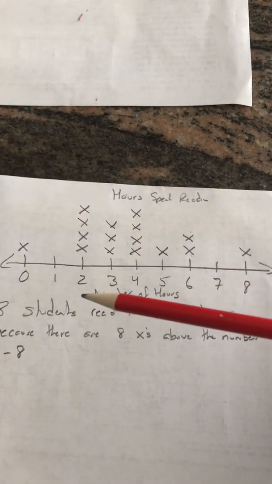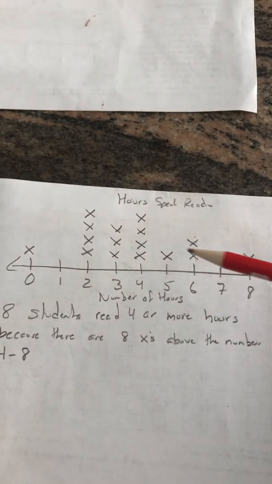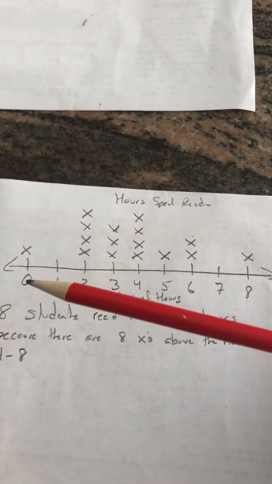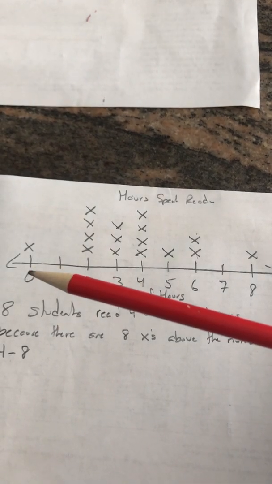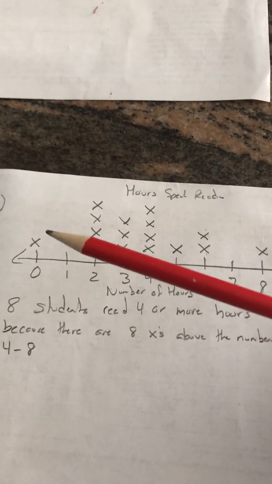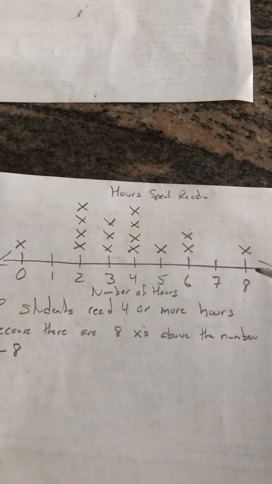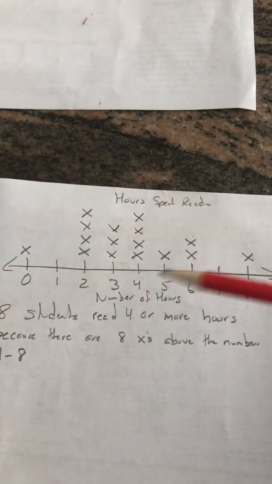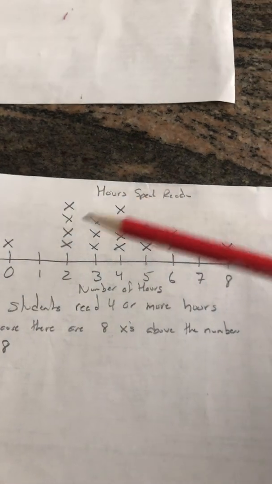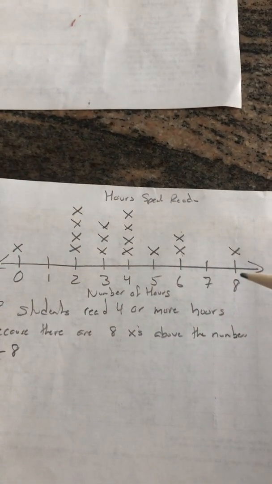Now you notice here, a lot of kids sometimes when they make the number line will skip the numbers that don't need X's above it. But when you're doing a number line, you want to make sure that you include all numbers from your lowest point, which in this case, our lowest number of hours spent reading was 0, to our highest point, which was 8. So in this case, we want to go from 0 to 8. Now, they had already done the line plot for you, but for future reference, you always want to start with your lowest number and end with your highest number.